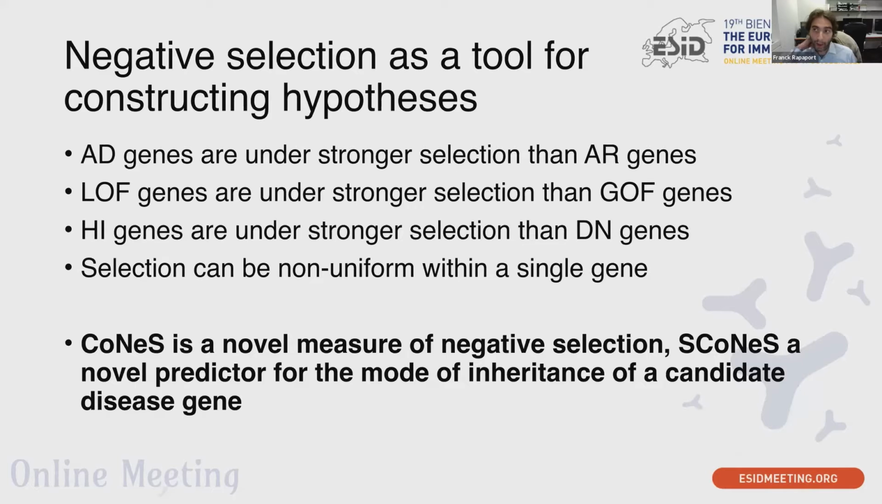So to conclude on the effect of negative selection on genes underlying inborn error of immunity, I showed you that the genes that underlie dominant disease are under stronger selection than random genes, and than genes that underlie recessive disease. The loss of function genes are under stronger selection than the gain of function. Among the loss of function ones, the ones that are insufficient had stronger selection than the ones that underlie dominant negative disease, but it can also be not uniform within a single gene. And I introduced two new scores, CONS, which is an unsupervised score, and SCONS, which is a supervised version that predicts if a gene is likely to underlie a recessive or dominant disease.